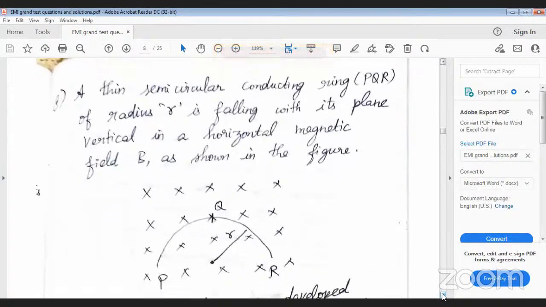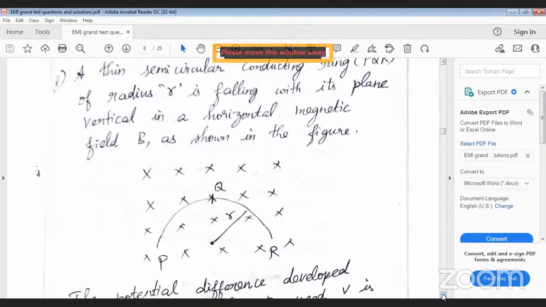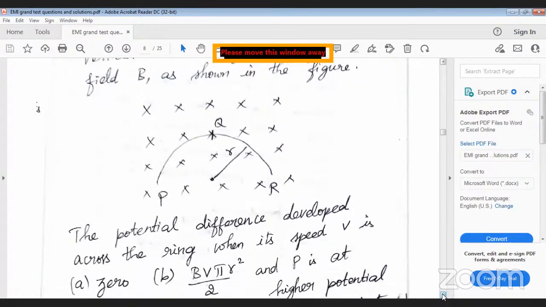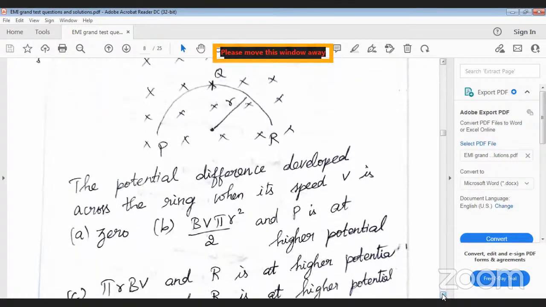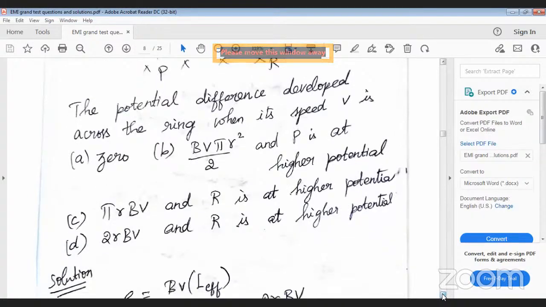Then question number 8. A thin semicircular conducting ring PQR of radius R is falling with its plane vertical in a horizontal magnetic field B as shown in the figure. You can see a semicircular conducting ring of radius r is falling with its plane vertical in the horizontal magnetic field as shown in the figure. The potential difference developed across the ring when its speed is V is... And once again you have options.